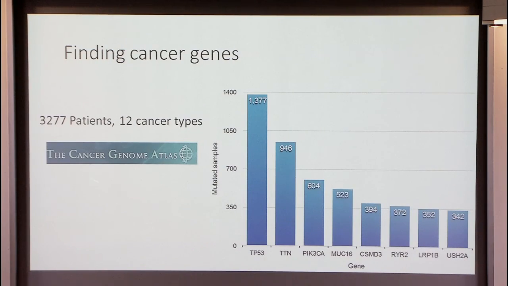So here's some real data. We took the 3,000 patients from TCGA across 12 different cancer types. And if you just count up the number of samples that have mutations in particular genes, you see the first gene here, P53, is the most well-known cancer gene around. So we've done pretty well. We can see it's mutated in more than a third of the patients. And then we have these additional genes. The second gene, TTN, called Titin, also a very famous gene. Anyone know anything about Titin? It's really big.